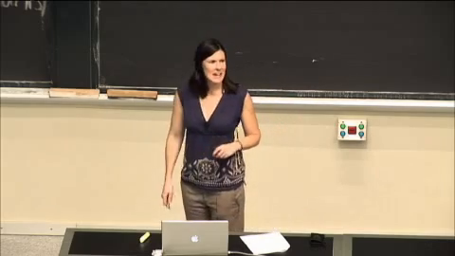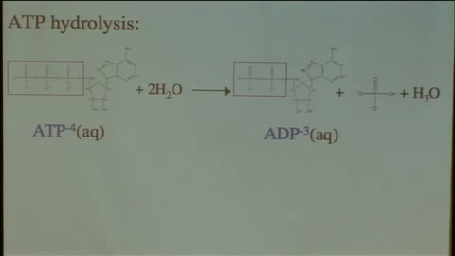So let's go back to ATP hydrolysis here. So we're going from ATP to ADP. And that is a spontaneous process, and it's an exothermic reaction as well. So we find that it's negative 24 kilojoules per mole in terms of the change in enthalpy there.